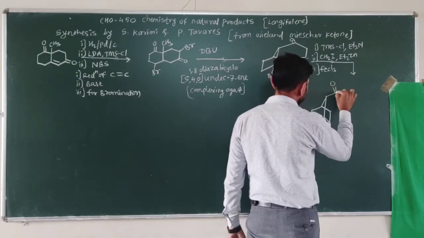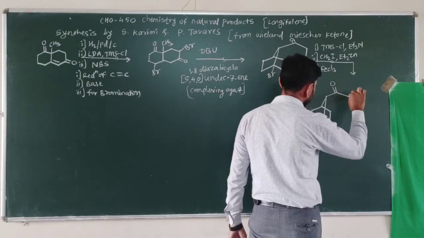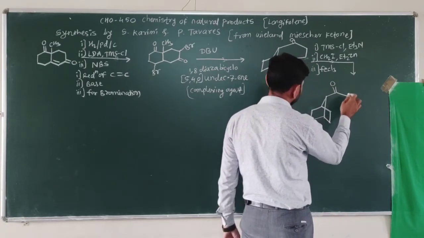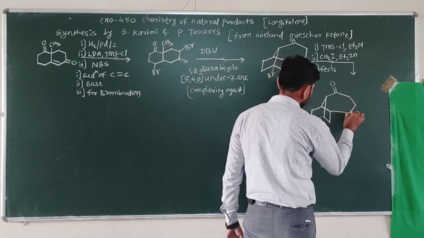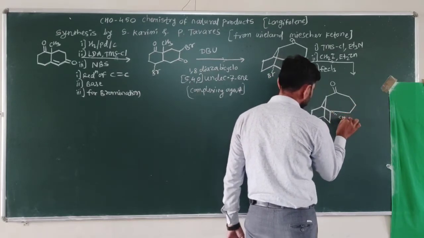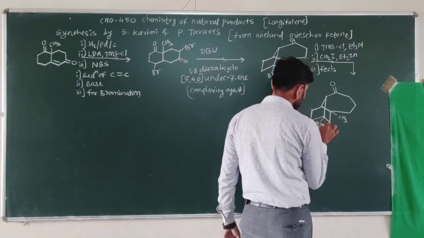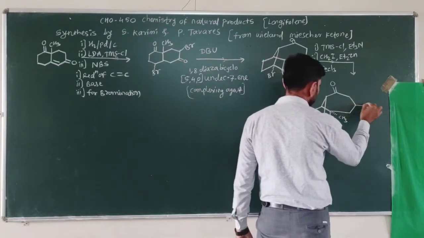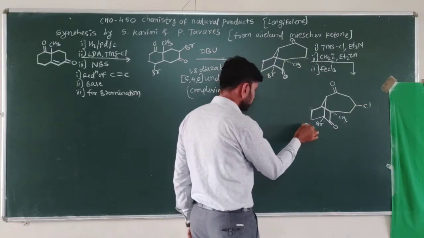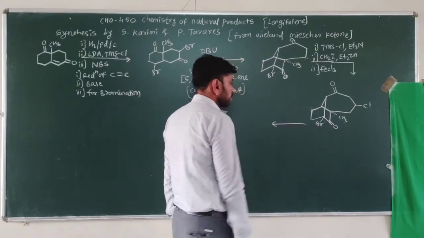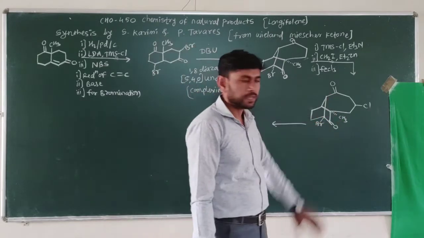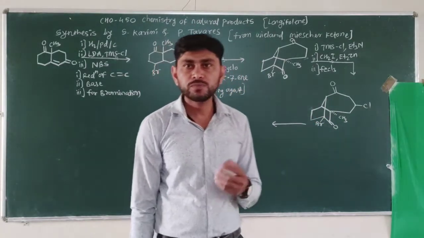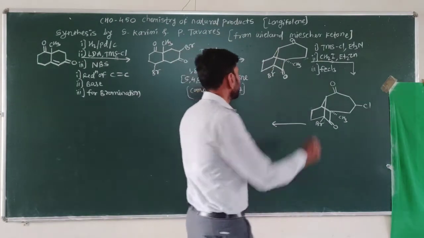This carbonyl group remains as it is. This CH3 remains as it is. This Br here, and the carbonyl group is there. So here the Cl group is there. Now this ring expansion takes place. Now how does this ring expansion take place? The process for the ring expansion is here.